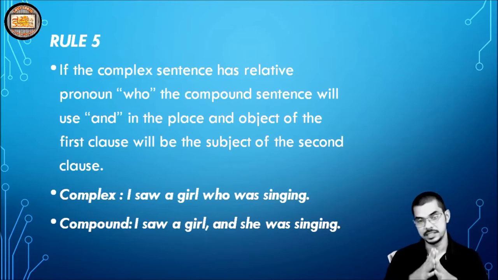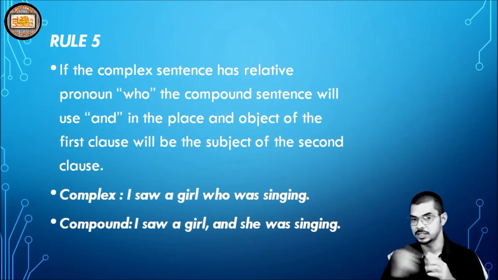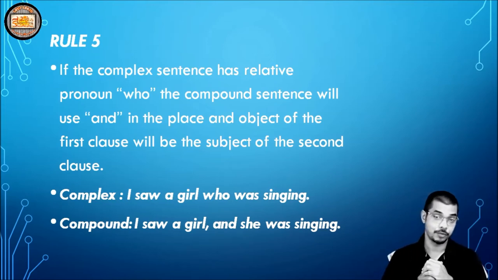So what happens here as well? We have discussed who being transformed into and, but have you forgotten? There's another point. And what's the point? Our compound sentence means it's a combination of several principal clauses. So you have to supply what? You have to supply a subject here. The verb and everything is there, but only the subject is missing.